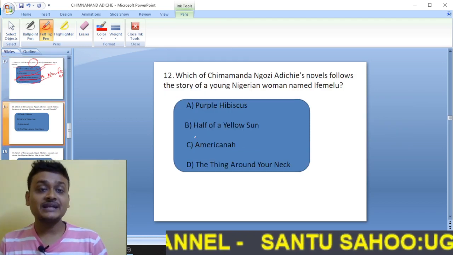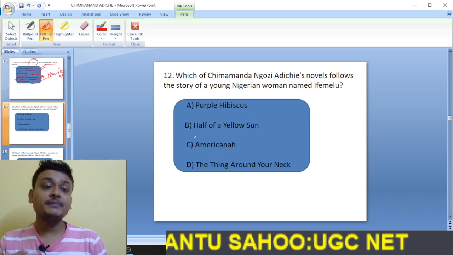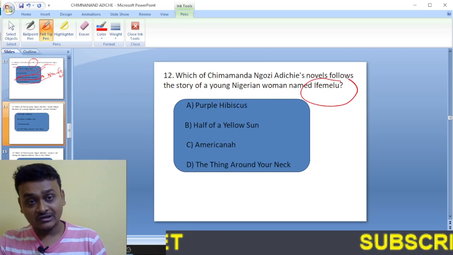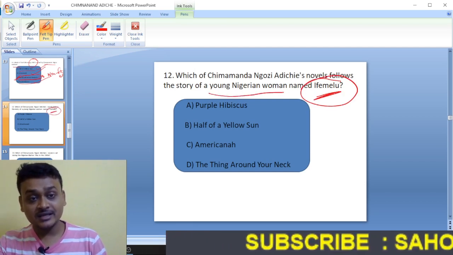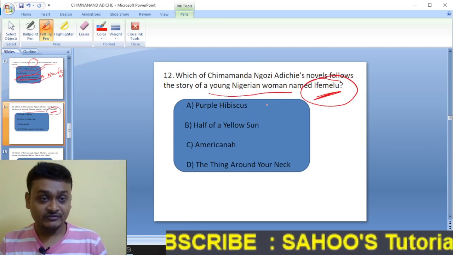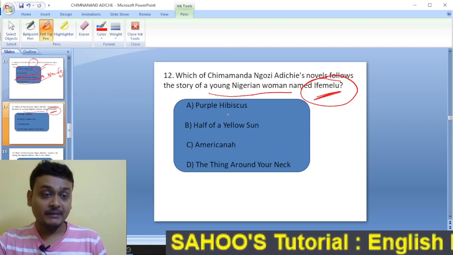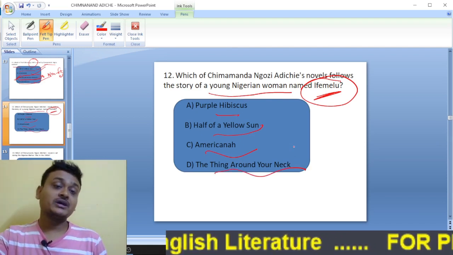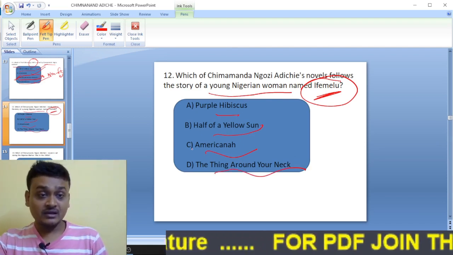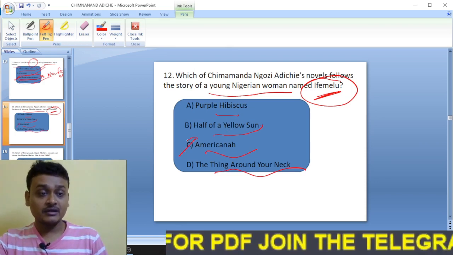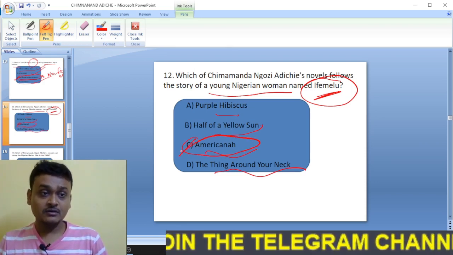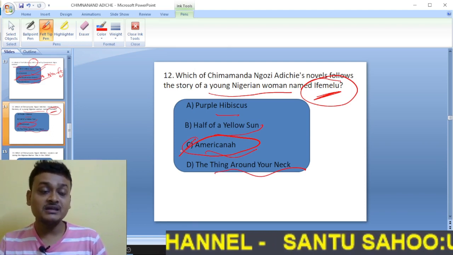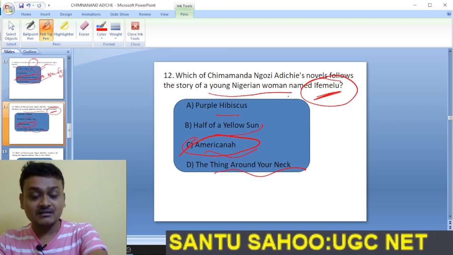Which of Chimamanda Ngozi Adichie's novels follows the story of a young Nigerian woman named Ifemelu? The protagonist of the novel is Ifemelu, who is a young Nigerian woman. Now you will have to identify the novel. Purple Hibiscus, Half of a Yellow Sun, Americanah, The Thing Around Your Neck. Americanah is about the story of Ifemelu, a young Nigerian woman. So here C is the right option, whereas Purple Hibiscus is about the story of Kambili Achike.